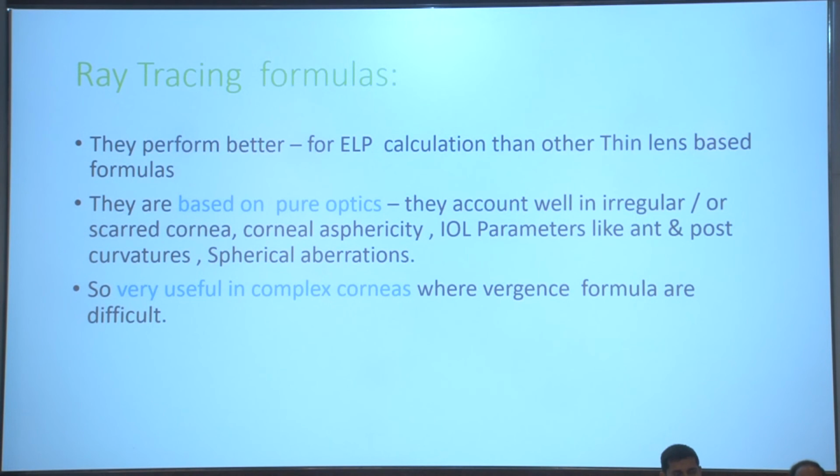So the ray tracing formula performs better where the effective lens position calculation formulas or thin lens based formulas are not working well, like abnormal corneas. Like scarred cornea, where corneal sphericity is not good. In such conditions, I think Dr. Thesis is giving the talk on how to manage the patient having an abnormal cornea.